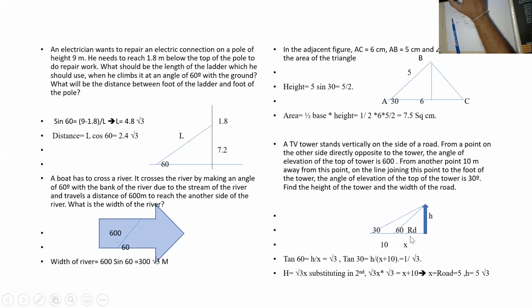So let the road width be x. Now we have tan 60 is equal to h by x, which is root 3. Now tan 30 is h by x plus 10, that is 1 by root 3. When we solve these two, we get x is equal to 5 and h is equal to 5 root 3. So the road width is 5 meters, height is 5 root 3.